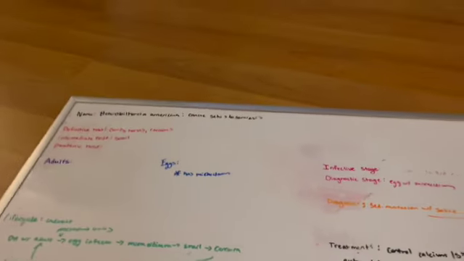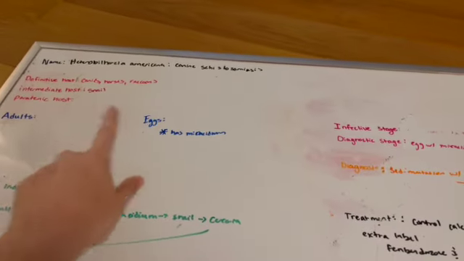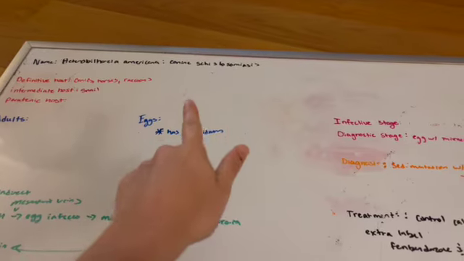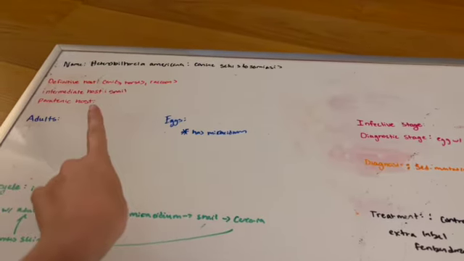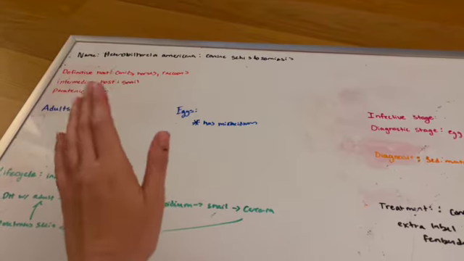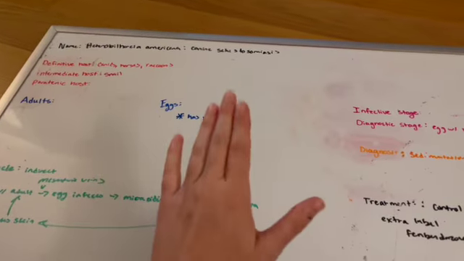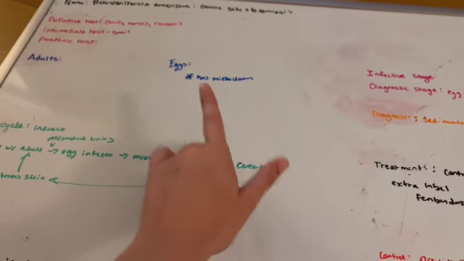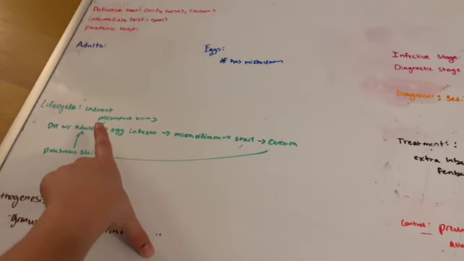Okay, this is the last worm for this video. Heterobilharzia americana, which is canine schistosomiasis. Definitive host can be canids, horses, raccoons, snail. Biggest thing with the egg, it does have a miracidium. Adult life cycle, indirect.